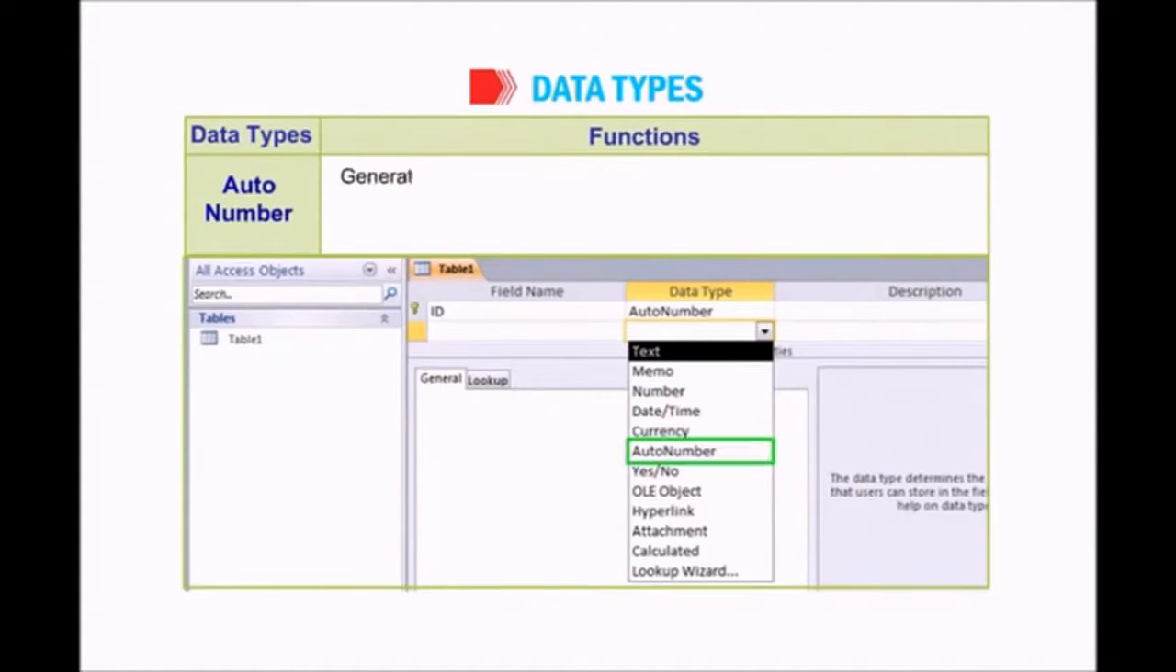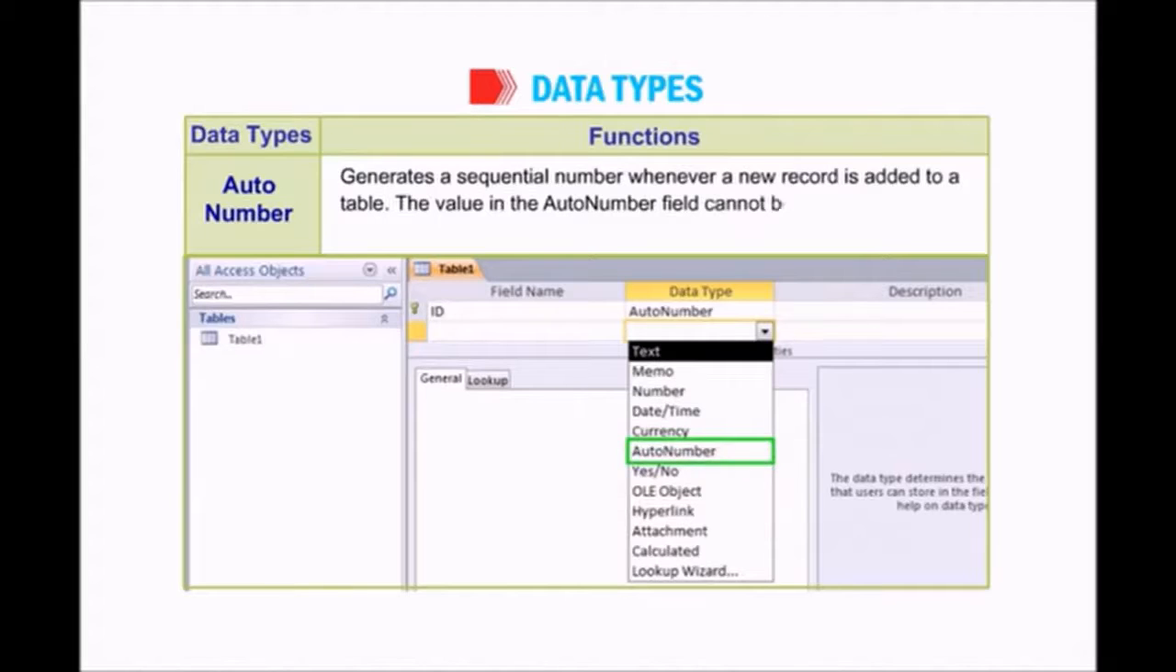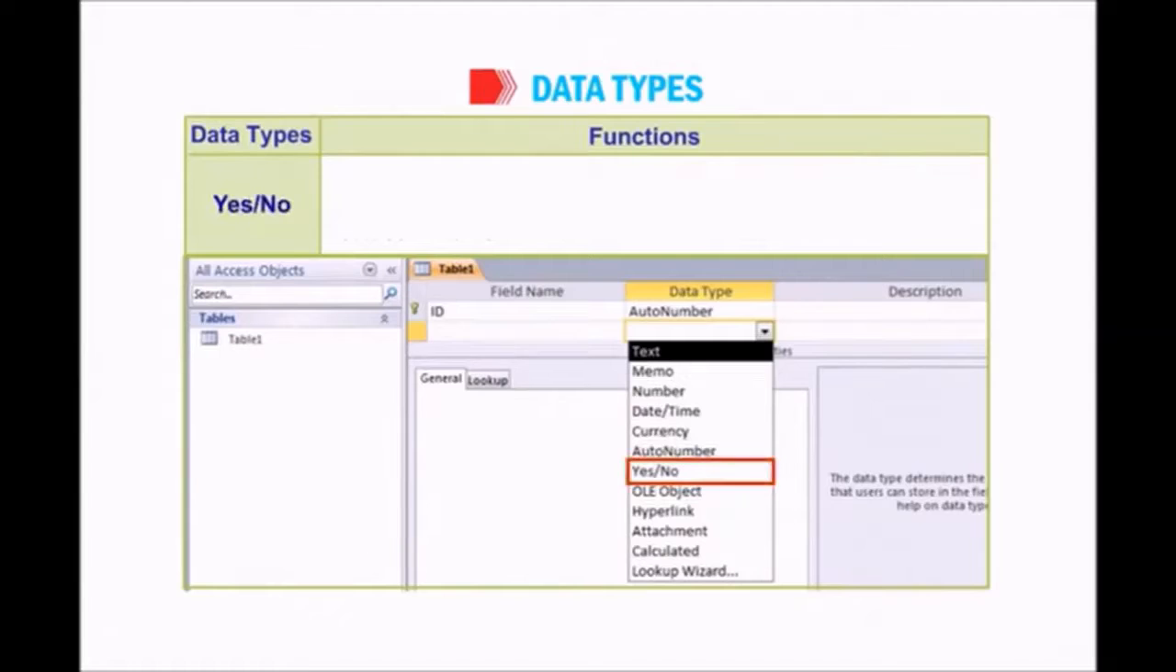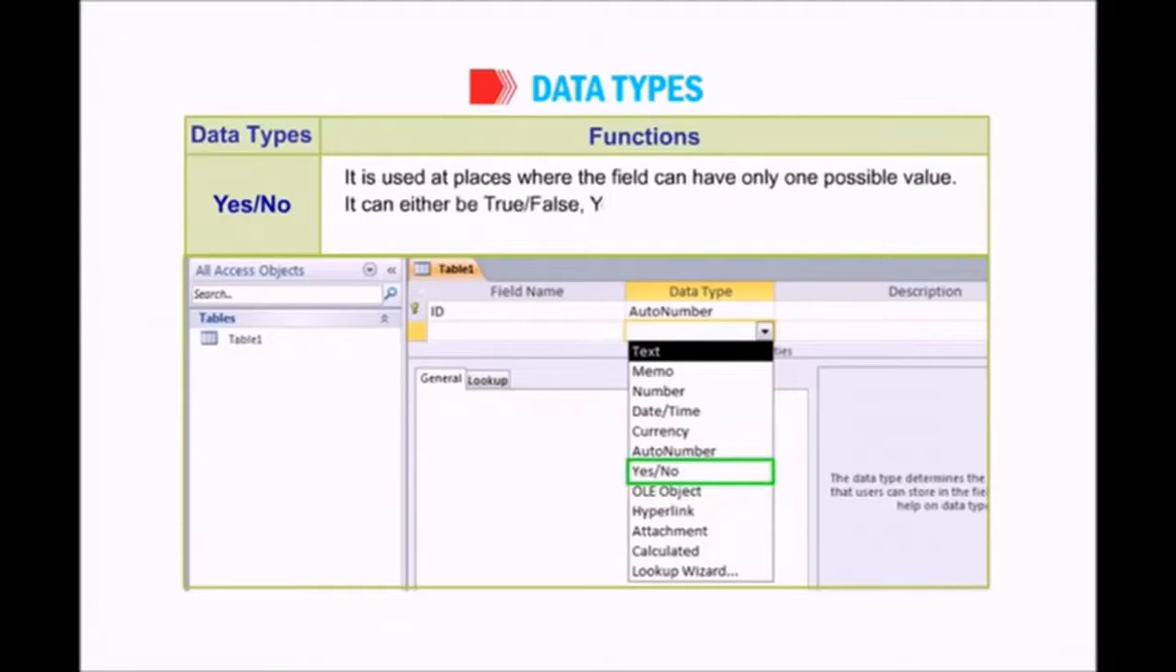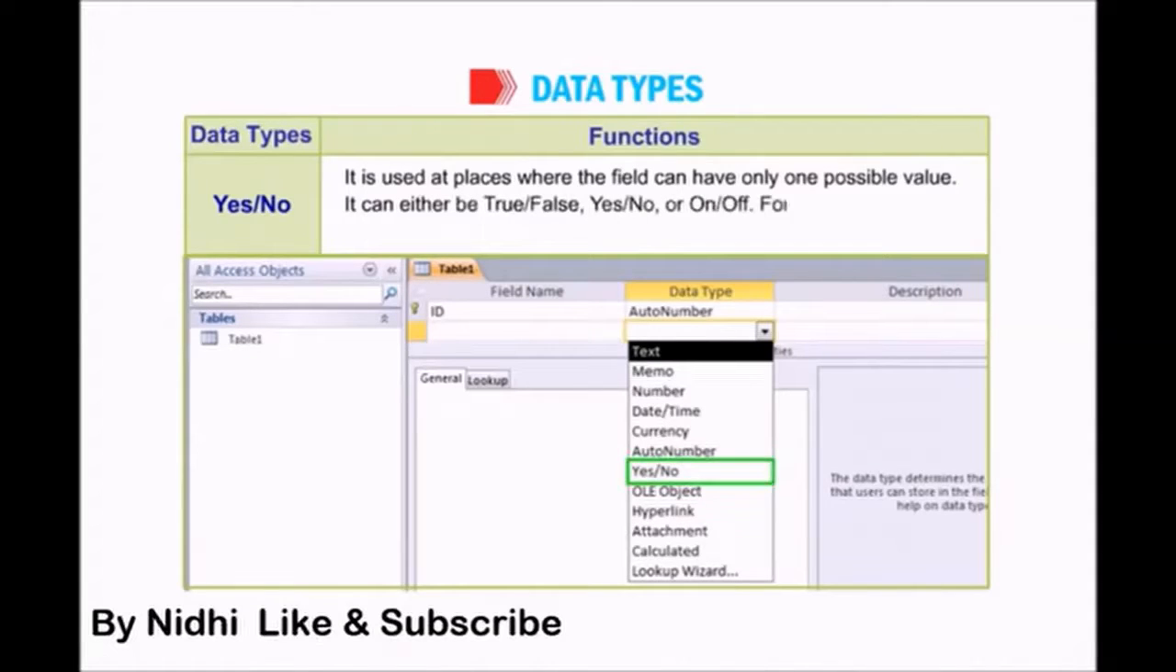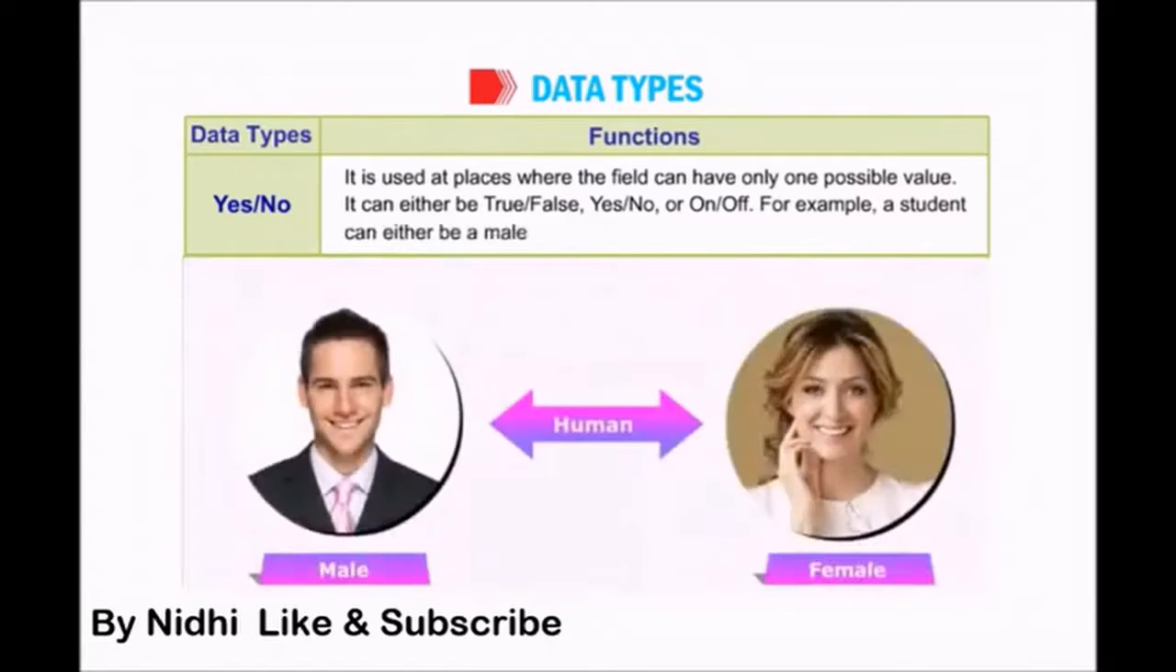Auto number generates a sequential number whenever a new record is added to a table. The value in the auto number field cannot be changed. It stores data as 4-byte values, typically used in primary keys. Yes or no is used at places where the field can have only one possible value. It can either be true or false, yes or no, or on or off. Example, a student can either be a male or a female.